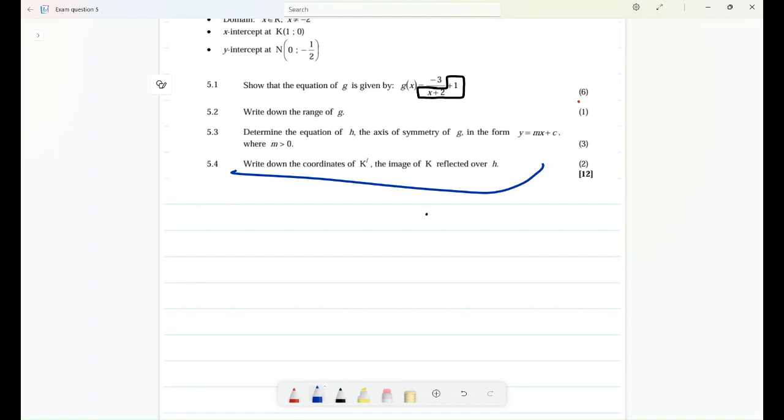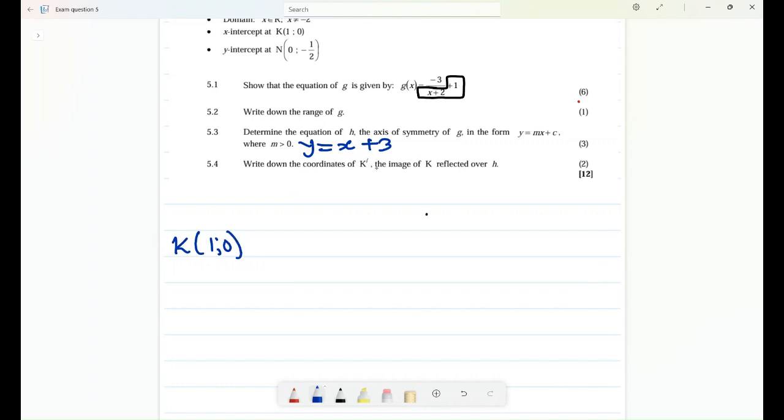Now, these questions, normally, they like to say they are difficult. So it's fine. If they are difficult, it's fine. Let's see. Y is equal to x plus 3. Write down the coordinate of k prime, the image of k. So now I know k, it is what? K is 1 and 0.